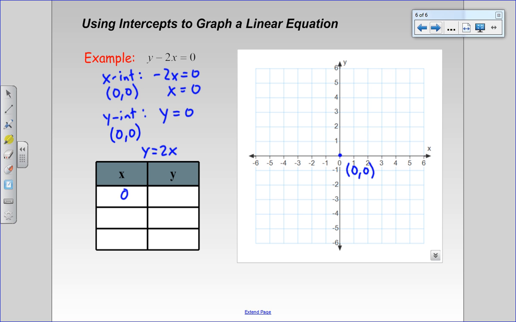We already have the ordered pair 0, 0 shown. If we let x equal 1, we see from the equation that y equals 2. And if we let x equal 2, we see that y must be 4. So plotting the points 1, 2, and 2, 4 on the graph gives us enough information to graph the line as shown.